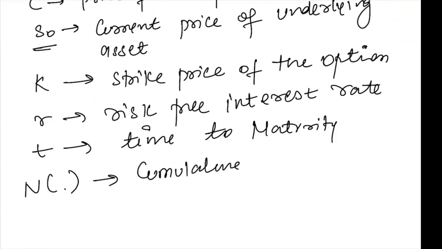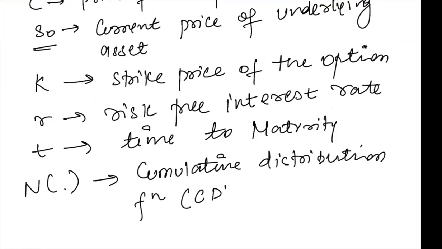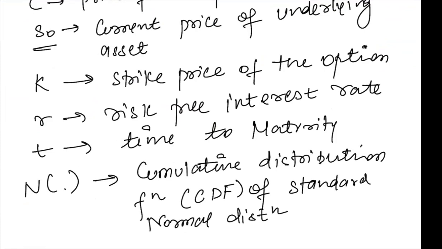Cumulative distribution function, which is also called a CDF of standard normal distribution. And that's why people say statistics is very important for quant finance, because every concept is interlinked. So this standard normal distribution is one of the probability distributions that you will be taught in your statistics class, right? But let's understand each and every term.